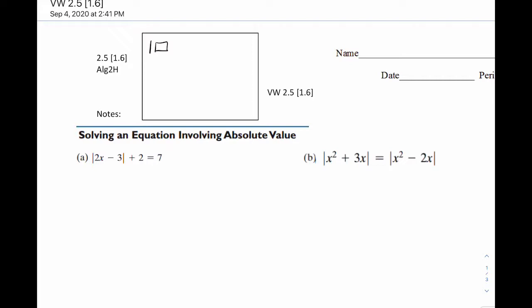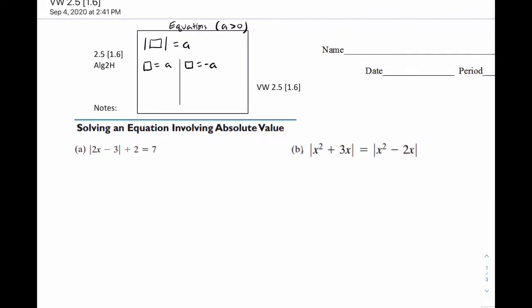Absolute value, and that's absolute box. So the box could be anything. If it's equal to A, that then implies that the box should equal A, or the box could equal negative A. And that's the basic idea of an absolute value. And of course, this is going to be for equations. And a big assumption is that A is positive, meaning it's greater than 0. So we can use that idea right here.